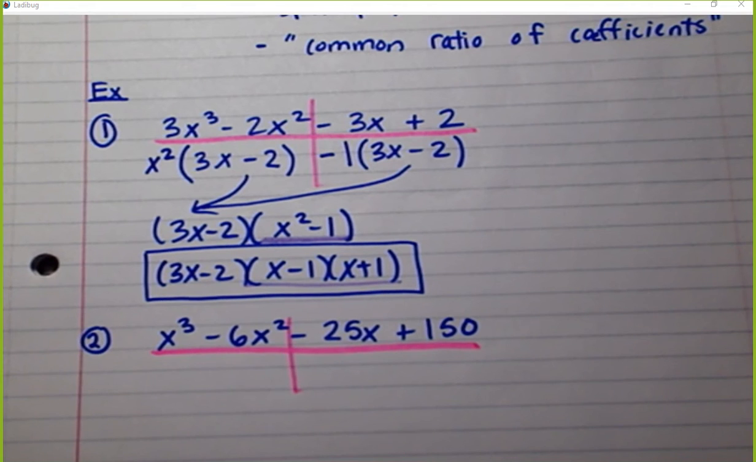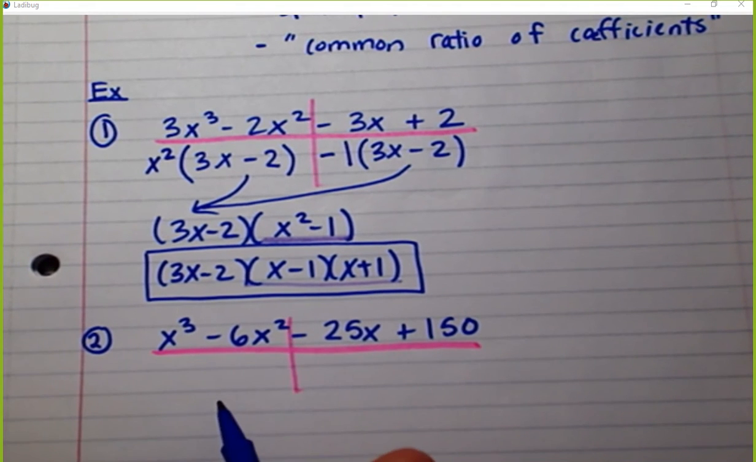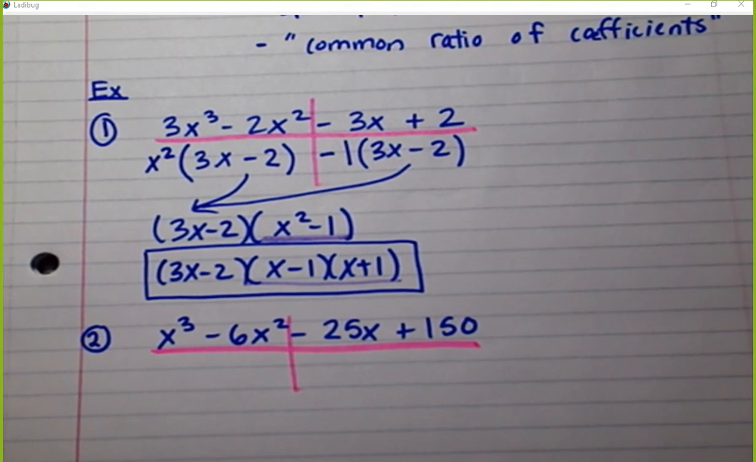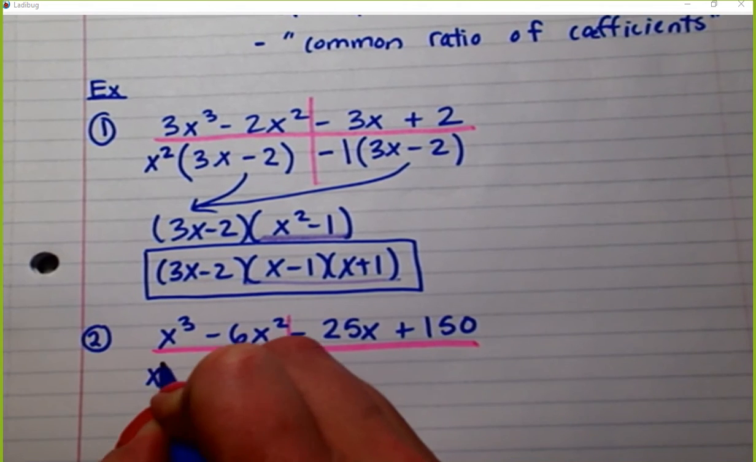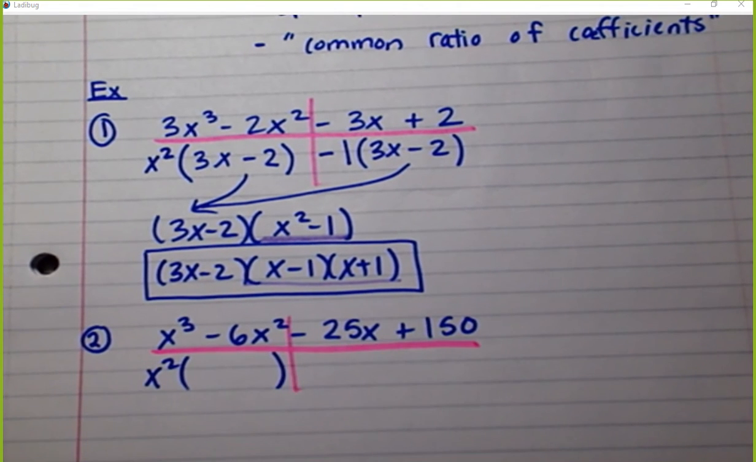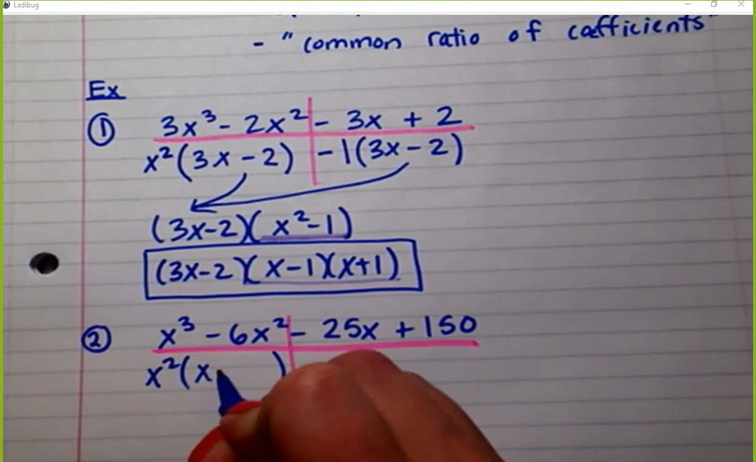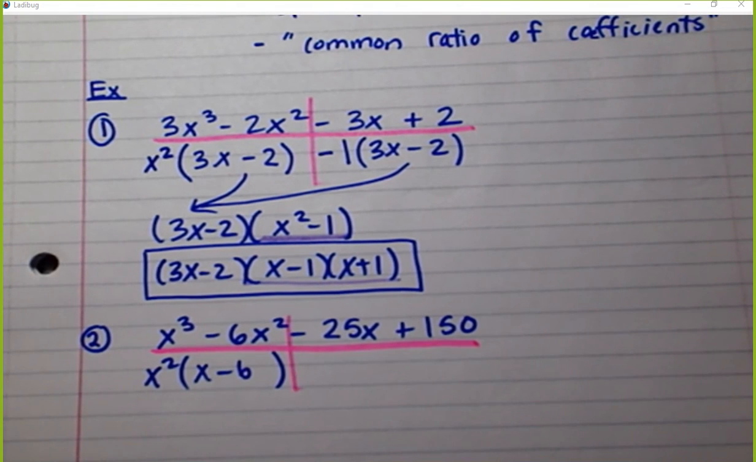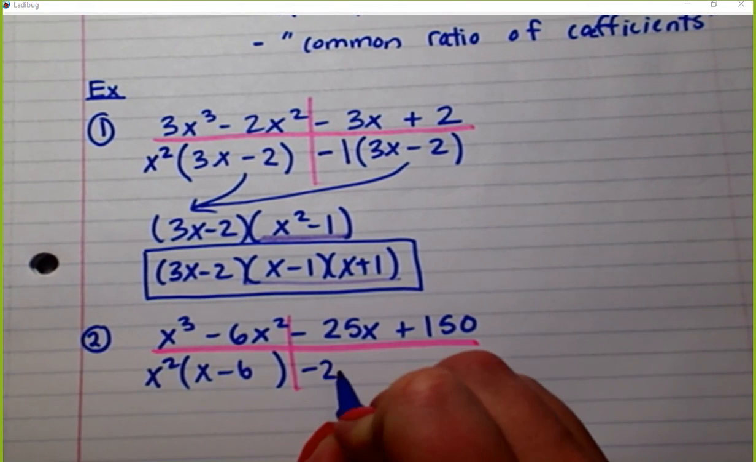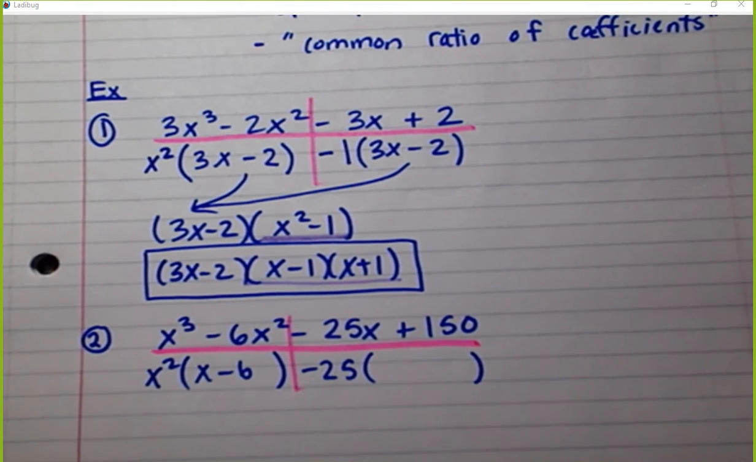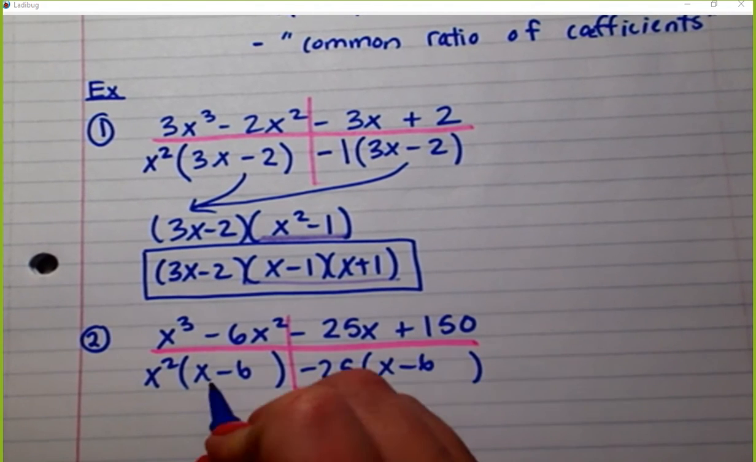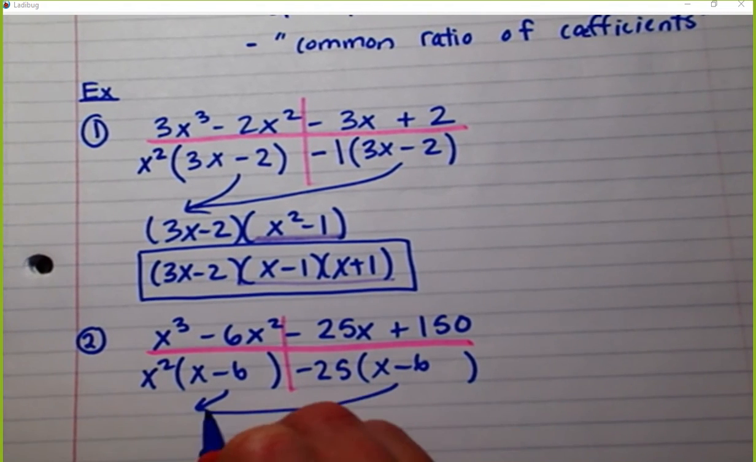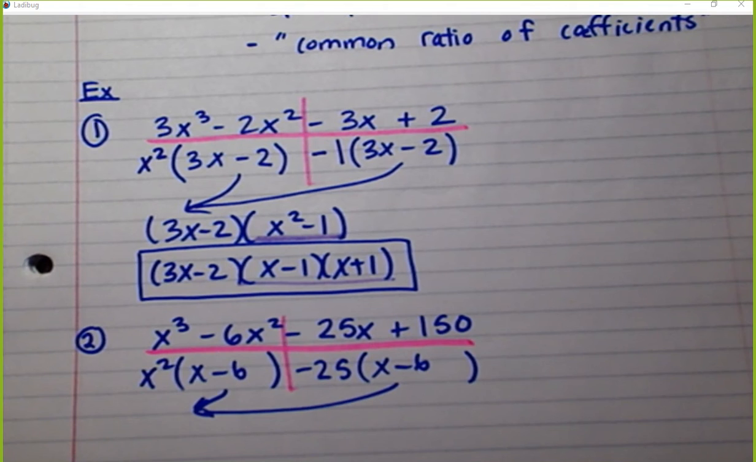Who can tell me what the GCF is in the first grouping? X squared. Fantastic. What goes in the parentheses? Isa? X minus 6. Fantastic. Second grouping, what's the common factor? Harrison? Negative 25. Okay. What goes in the parentheses? Jane? X minus 6. Magically, we've done it correctly because I ended up with the same x minus 6.